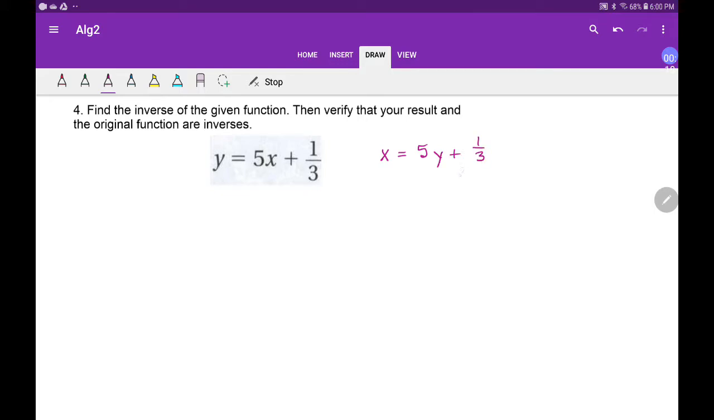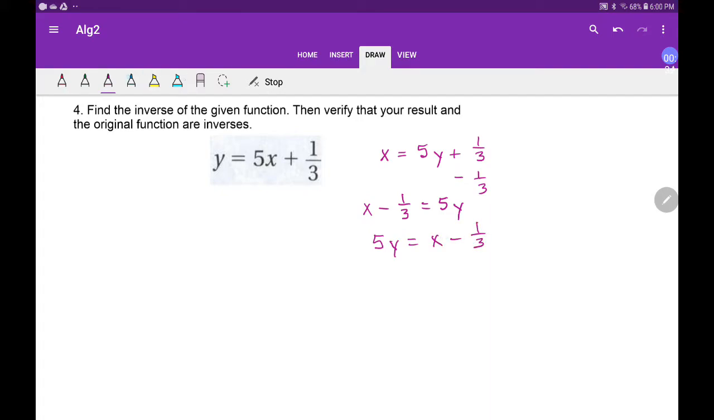Alright, I don't want that 1/3 over there, so I'm going to move it over. x take away 1/3 is equal to 5y. Let me switch that around. 5y is equal to x minus 1/3.